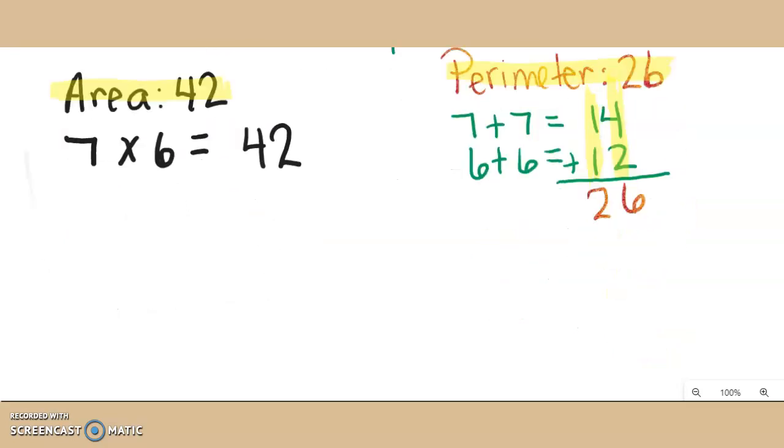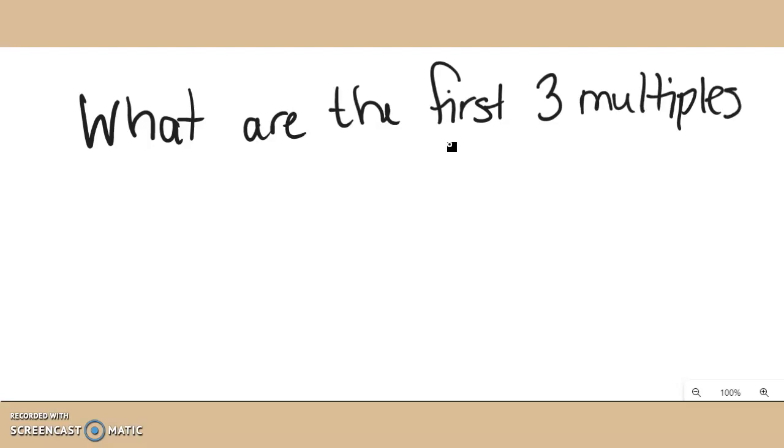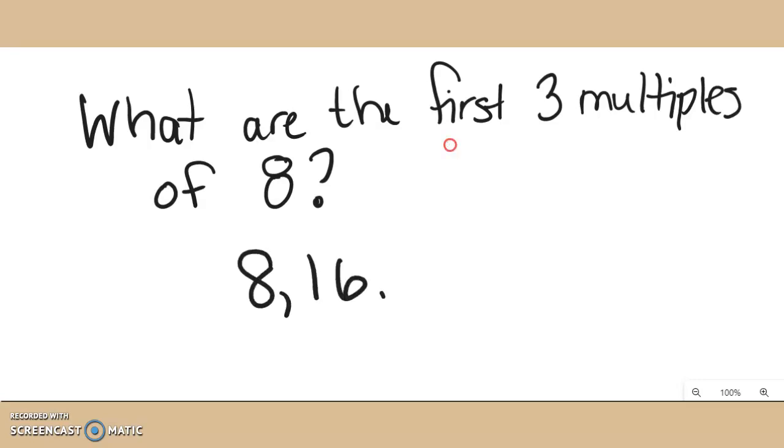Okay. Next problem. You're going to look at what are the first 3 multiples of a number. So, what are the first 3 multiples of, and we're going to use the number 8, question mark. You're going to find the first 3 multiples of 8. This means you're going to skip count by 8. So the first 3 multiples are 8, 16, and 24.